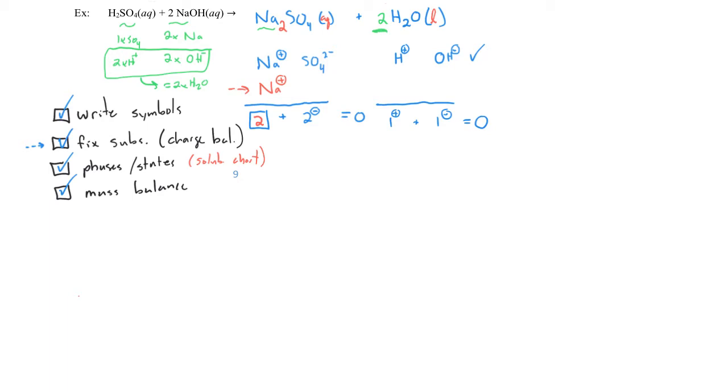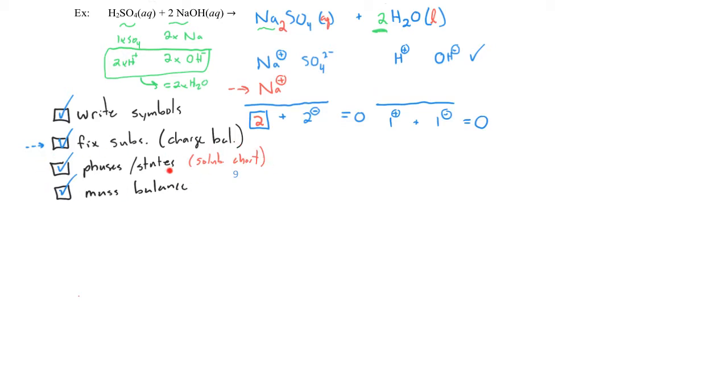So let's review what we did. We wrote out the symbols first, right? We got our sodium with sulfate and our hydrogen with hydroxide. Then we fixed our subscripts, meaning we did the charge balancing. That's where we had this subscript 2 next to the sodium because we needed two sodium atoms to balance out with our sulfate. The next step is we got the phases and the states in.